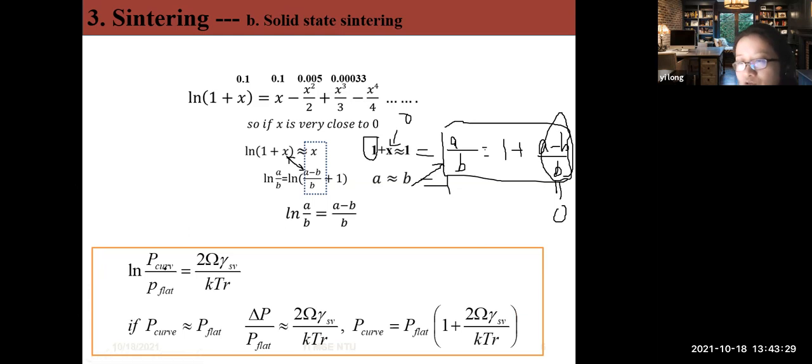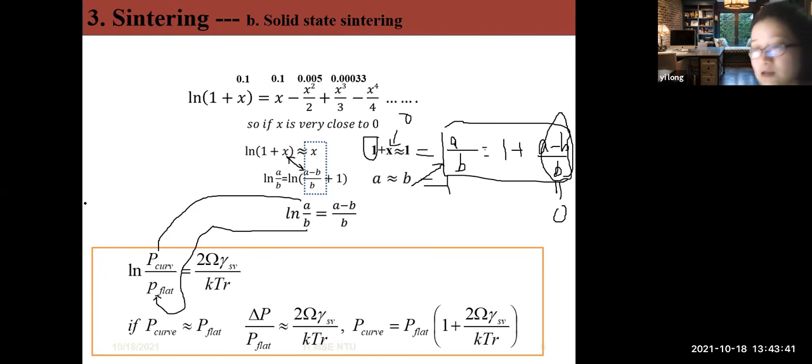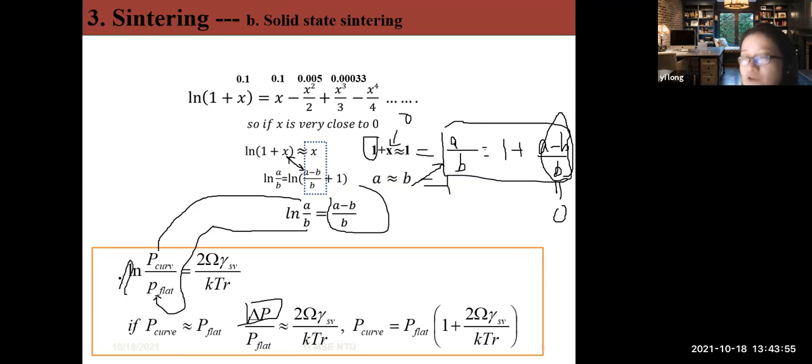So if we continue, since we put this one as a, this one as b. Because we know these are close to each other, a is close to b, right? So then we can just take out a minus b here. Which means you have a delta p here, which is p curve minus p flat equals to this one, p curve minus p flat. Okay, so we can get rid of this norm now. That is a lovely part. The rest is very straightforward for you to come up with by yourself. Okay, so this is the first one.